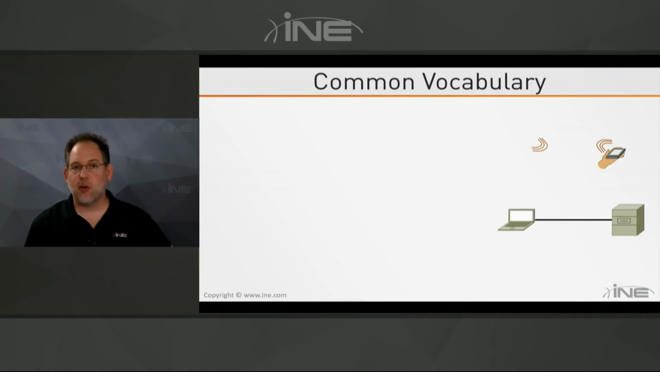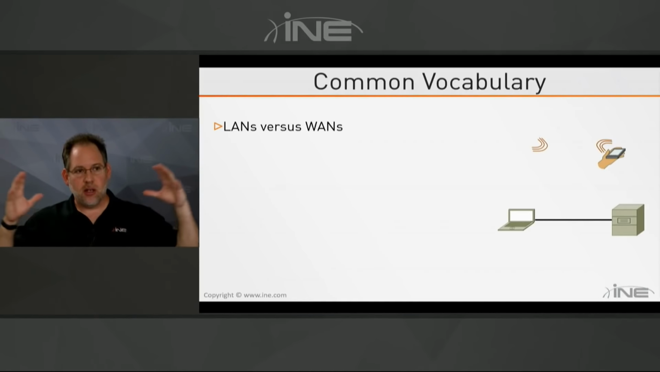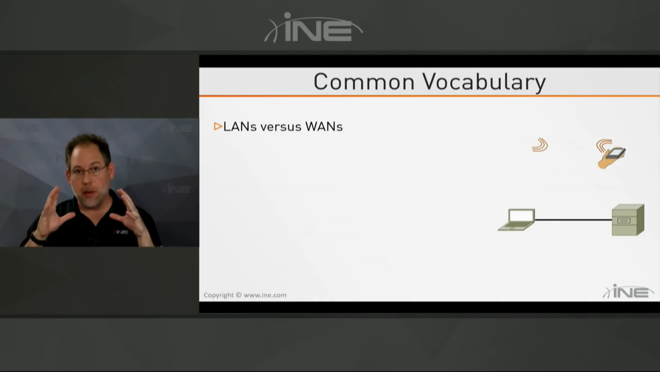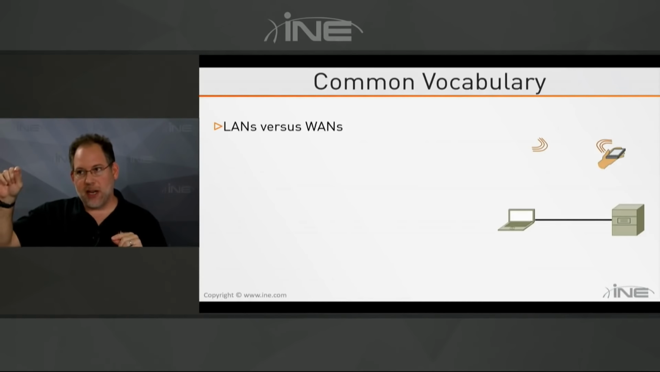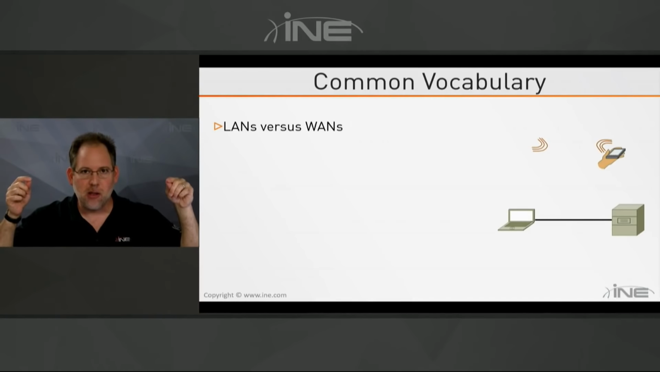So let's look at some vocabulary surrounding this. LAN versus WAN. So a LAN stands for a local area network. Well, what does that mean? A local area network is usually defined as a network that's small in scope. In other words, one end of the network to the far end of the network is maybe at the most a quarter of a mile long.